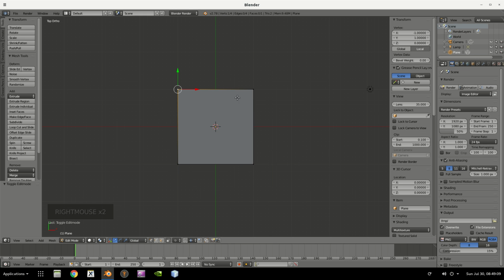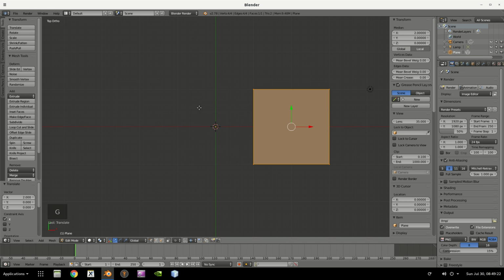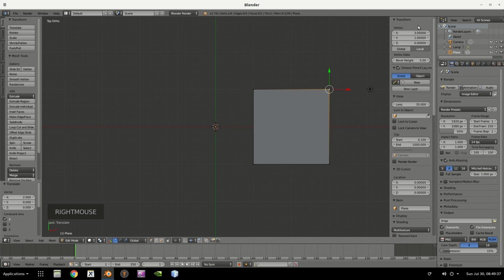minus 1, 1. Alright, so if you select all these 4 vertices and you want to move this entire polygon 2 units to the right, what we can do, grab x 2, and that's what it does. So it moves 2 units to the right. And this location was previously 1, 1. And now it should be 3, 1. This is going to be 3, 1.